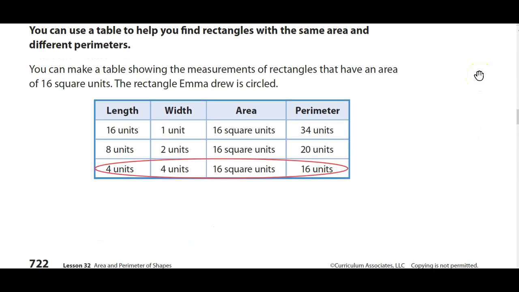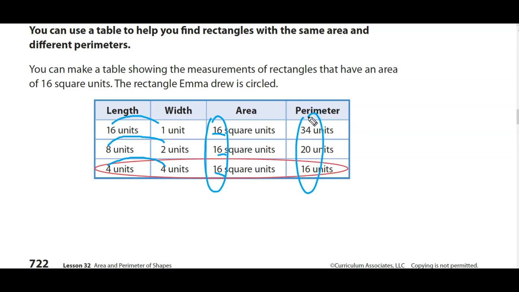It says you can make a table showing the measurements of rectangles that have the same area of 16 square units. So 16 times 1 is 16, 8 times 2 is 16, and 4 times 4 is 16. They all have the same area, but they have different perimeters.